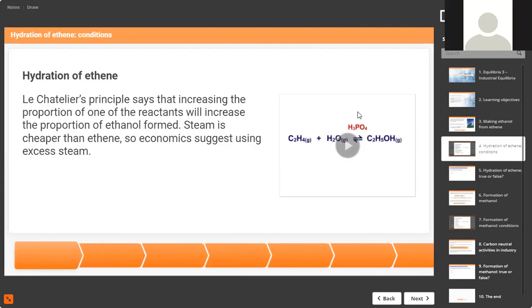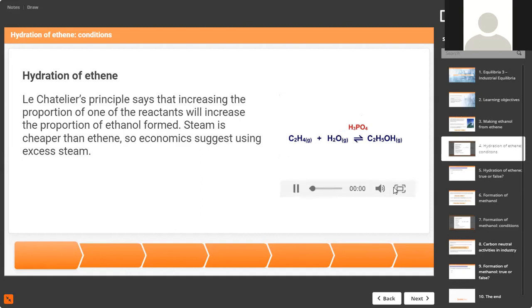Yeah, here we go. So we're going to look at the hydration of ethene. So we're going to look at something called Le Chatelier's principle. And what Le Chatelier's principle says is that increasing the proportion of one of the reactants will in turn increase the proportion of ethanol formed. So steam is cheaper than ethene, so economics suggest using excess steam. So we're just going to talk through that now.